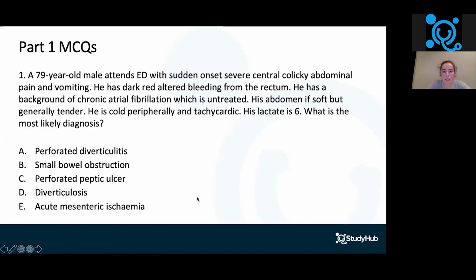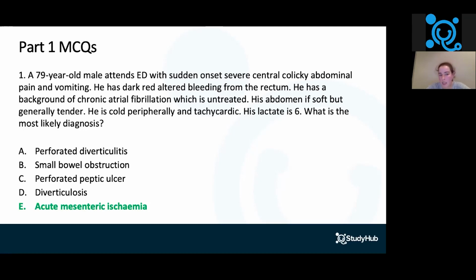Okay, so I can see that the most common answer was E, followed by A. So I can confirm that the answer was in fact E, and we'll go through why that is the case. You've got an older gentleman presenting with colicky abdominal pain and vomiting, dark red bleeding from the rectum. So if we look through those differentials, it's not going to be B, you don't really get bleeding with small bowel obstruction. Perforated peptic ulcer doesn't really fit either. And diverticulosis, we've just discussed, that's only an asymptomatic definition. So it's going to be A or E.